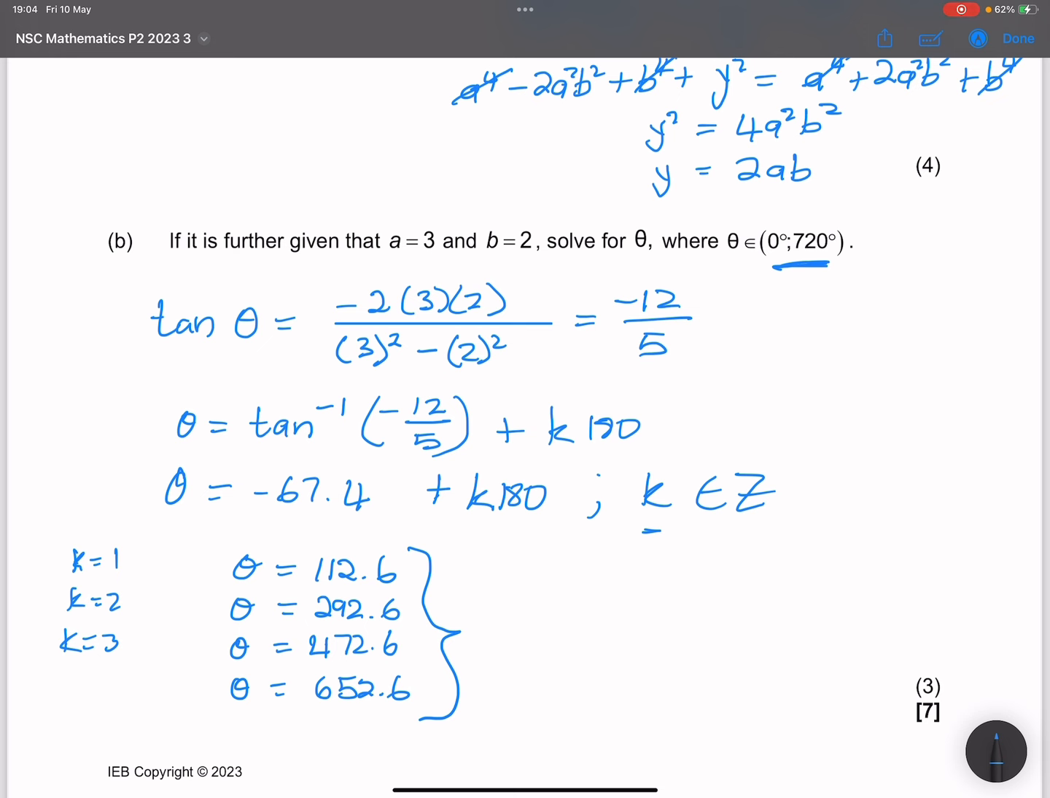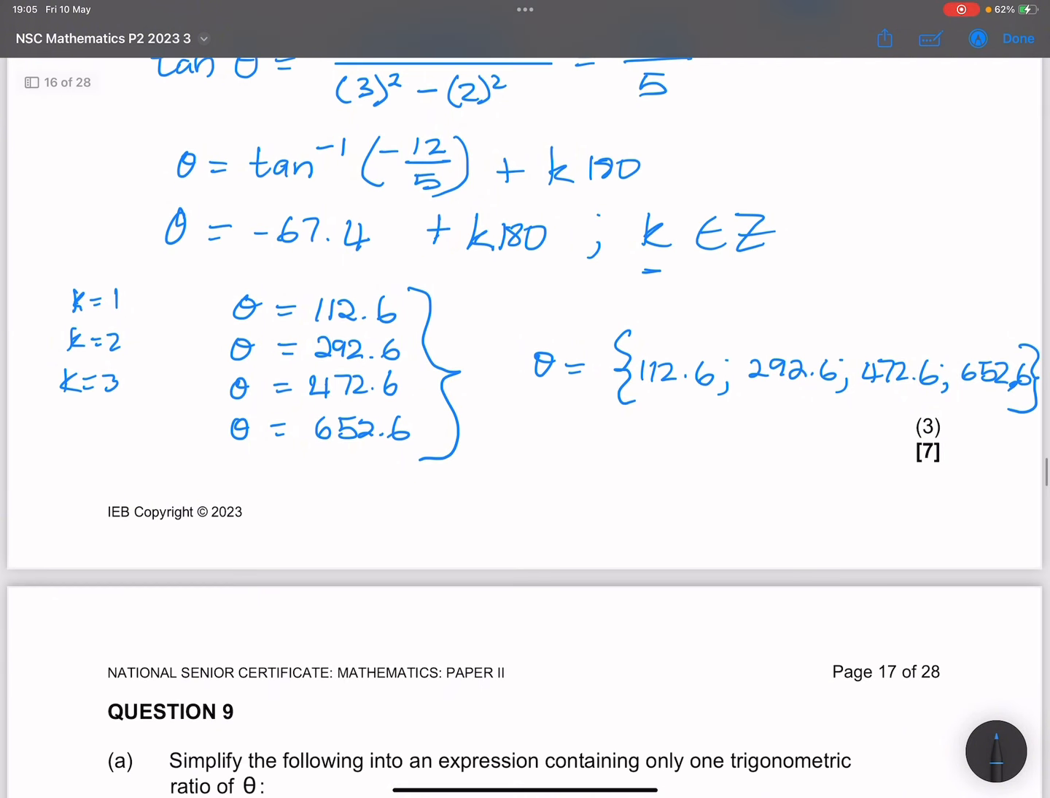So I'm going to say theta is equal to, in ascending order, 112.6, 292.6, 472.6, and finally we said 652.6. Those are our solutions. And we move on, ladies and gents. We go to question 9.